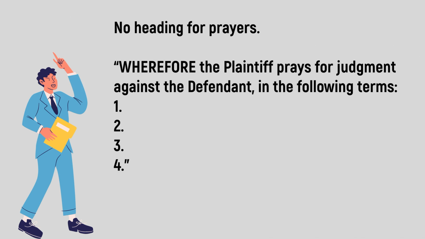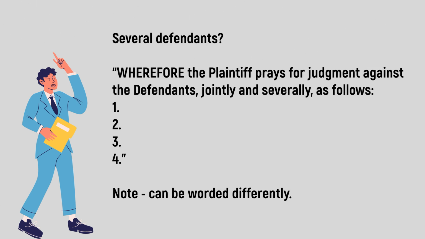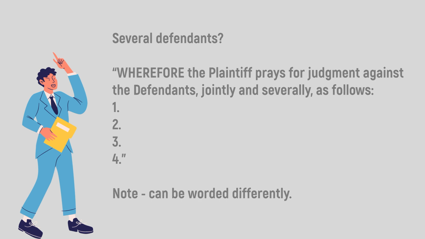We do not insert a subheading for the prayers. Instead, we will say, wherefore the plaintiff prays for judgment against the defendant in the following terms. We will then set out the specific relief sought in number format. Take note that when there are several defendants against whom you are claiming the same relief, you will state something like, wherefore the plaintiff prays for judgment against the defendants jointly and severally as follows. There are various different ways of setting out such a sentence, which can be dependent on what the agreement says, but we'll get to this in a later episode.